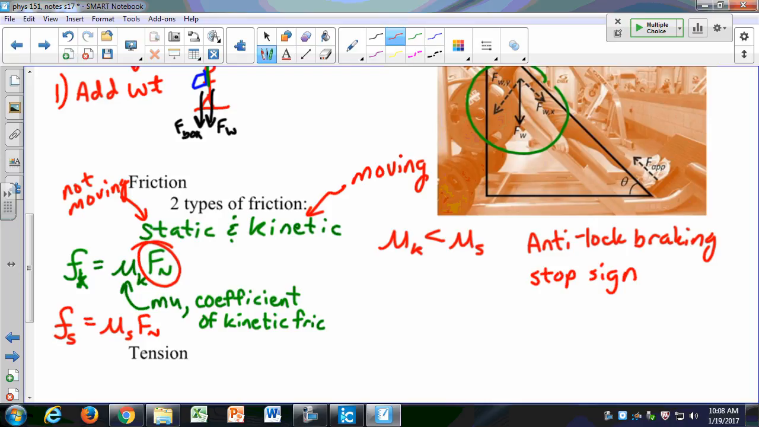All right. So if you increase the normal force, you increase the friction. And that's why on some vehicles you'll have these extra weights on them. It increases the frictional forces. All right?